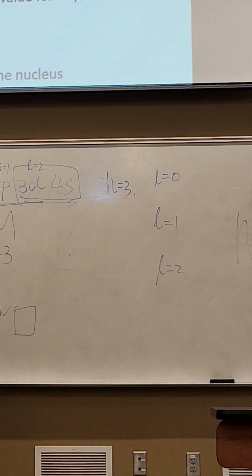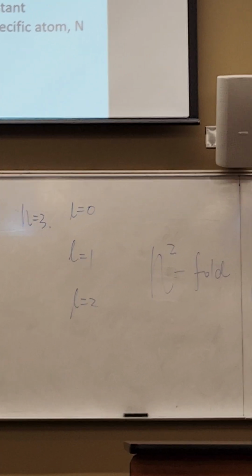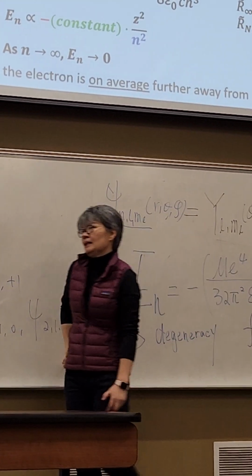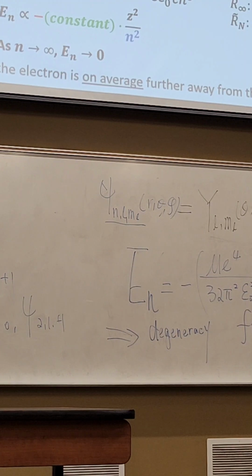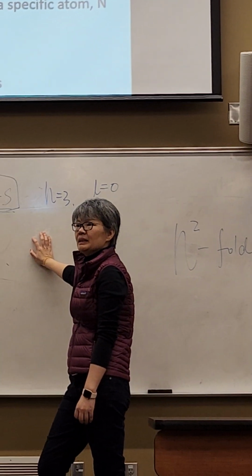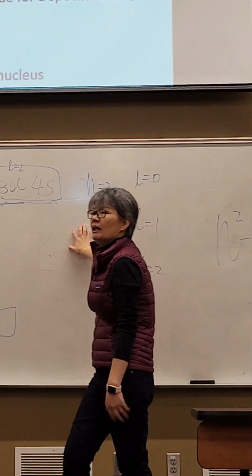It is an n-squared fold. Because if you take a look, when n equals 1, it's 1 fold; when n equals 2, you have 4 quantum states; then when n equals 3, you will have 9 quantum states corresponding to the same energy.